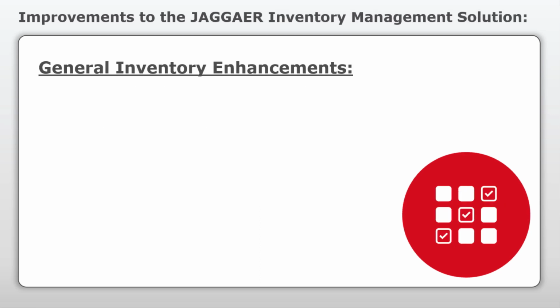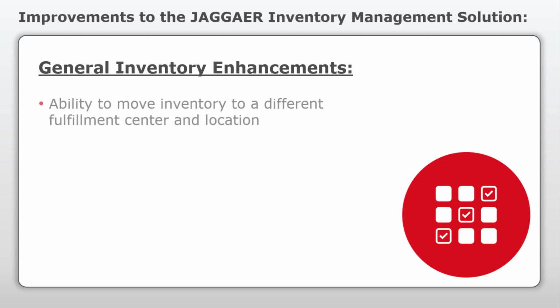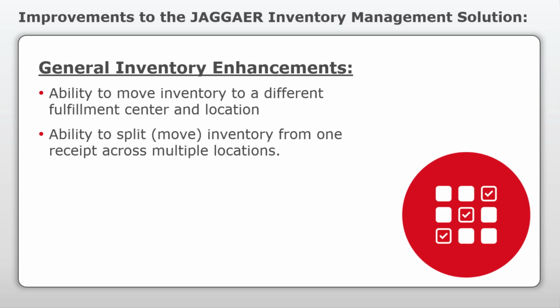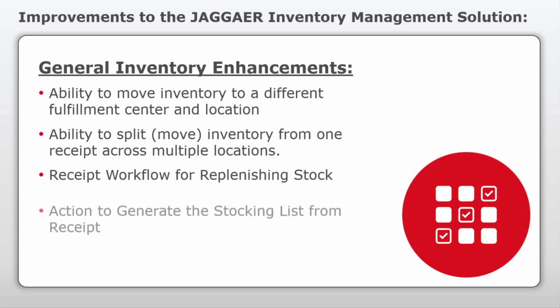Our inventory management solution gets several enhancements, starting with the ability to move inventory to a different fulfillment center and location, something that until now could only be done within a specific fulfillment center. We're also adding the ability to split or move inventory from one receipt across multiple locations. We'll introduce a new workflow robot that can be added into receipt workflow to allow inventory management customers to use receipt information to help them update inventory counts, so they'll know when to replenish their stock.